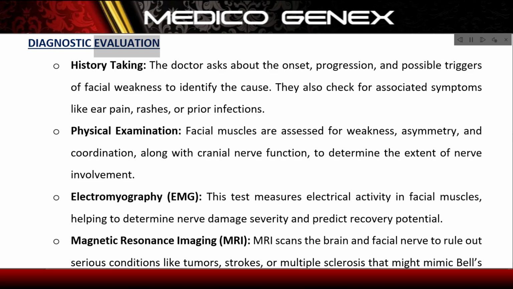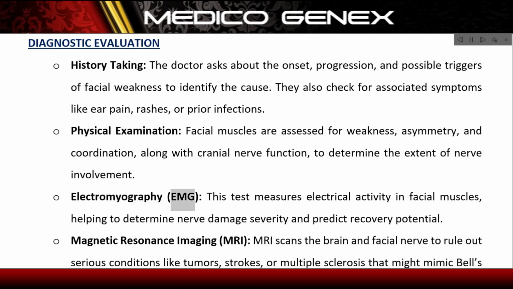Diagnostic evaluation. History taking: the doctor asks about the onset, progression, and possible triggers of facial weakness to identify the cause. They also check for associated symptoms like ear pain, rashes, or prior infections. Physical examination: facial muscles are assessed for weakness, asymmetry, and coordination, along with cranial nerve function, to determine the extent of nerve involvement.